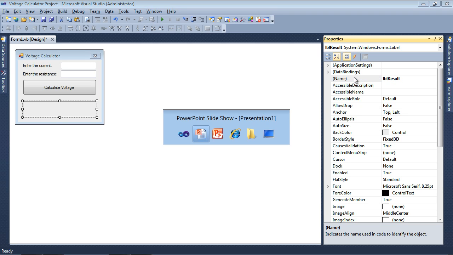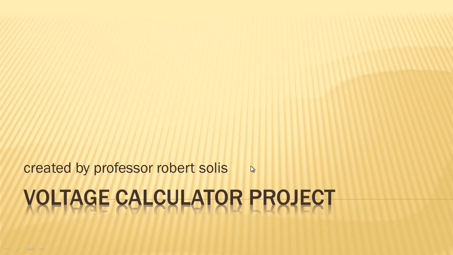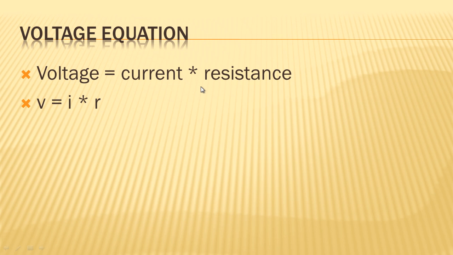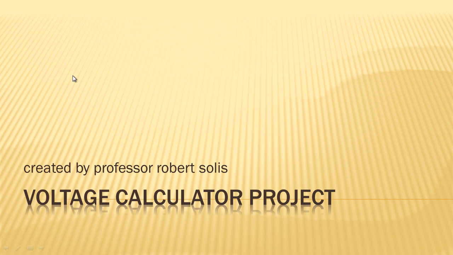Alright, let me switch back over here to my PowerPoint presentation. The idea is this. You're going to create a project that determines the voltage. Now voltage is supposed to be the current times the resistance. Sometimes you just say V is equal to IR. So what we need from the user is the current, which is I, and the resistance, which is R, and we multiply those two numbers together, and then we'll get the voltage. Okay, so that's what we're trying to do.